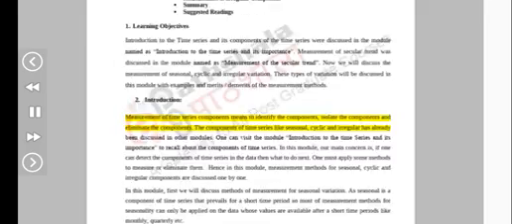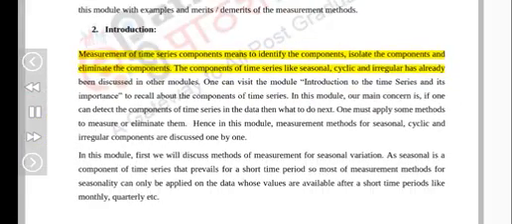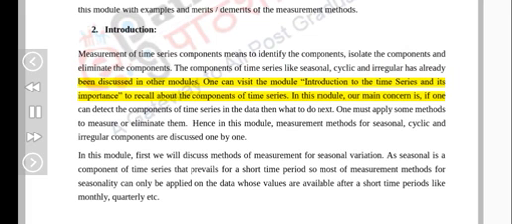Introduction. Measurement of time series components means to identify the components, isolate the components and eliminate the components. The components of time series like seasonal, cyclic and irregular have already been discussed in other modules. One can visit the module, Introduction to the Time Series and its Importance, to recall the components of time series. In this module, our main concern is, if one can detect the components of time series in the data, then what to do next.